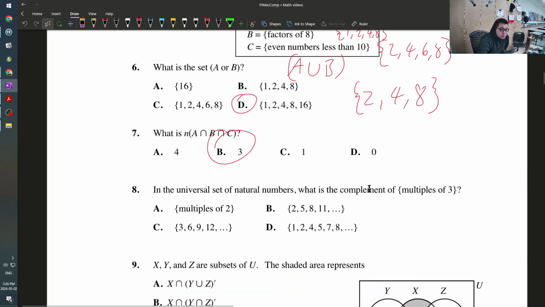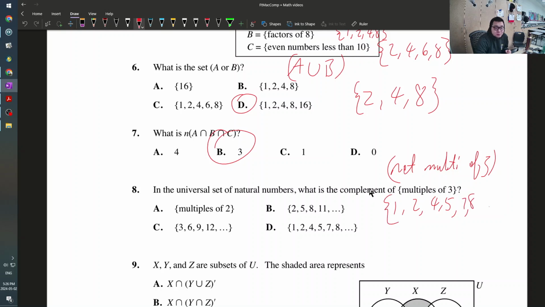8. In the universal set of natural numbers, what is the complement of multiples of 3? So the complement of multiples of 3 is not multiples of 3. So that includes 1, 2, then 4, 5, then 7, 8, etc. Which is D.